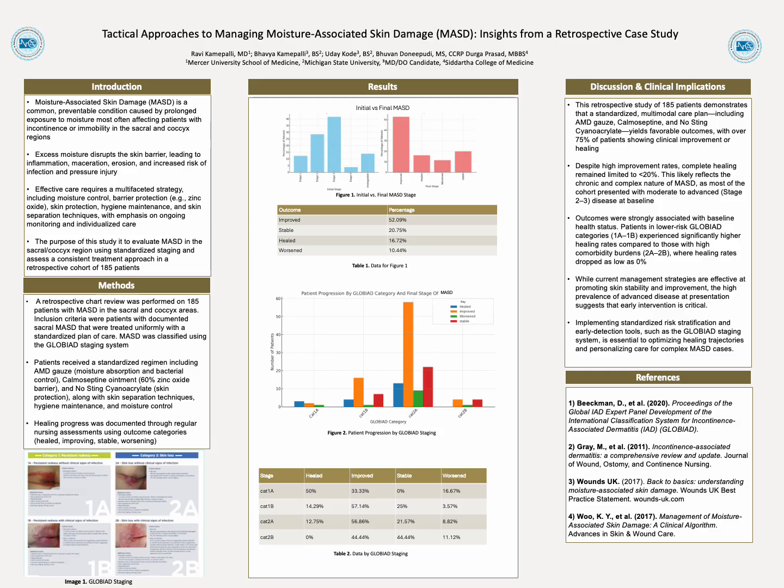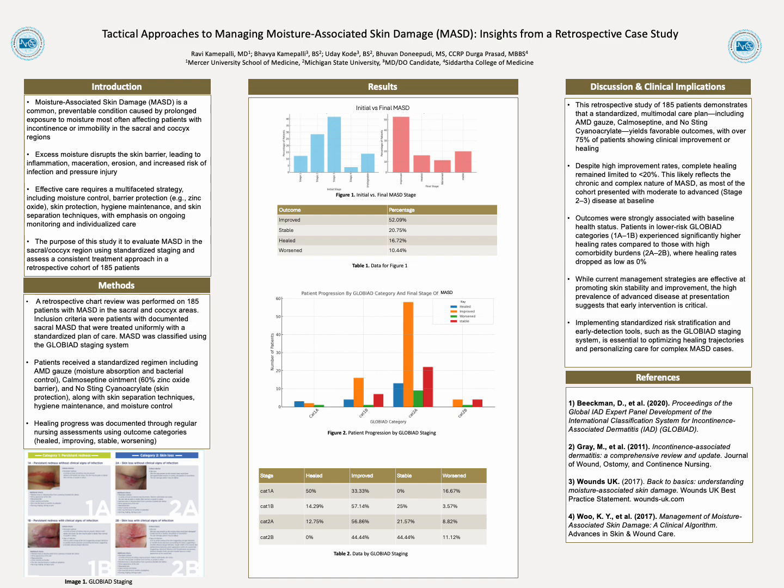So, moisture-associated skin damage, or MASD, is a common but largely preventable condition that is caused by prolonged exposure to irritants such as urine, feces, sweat, or wound exudate, and it most frequently affects patients with incontinence or immobility in the sacral and coccygeal regions.